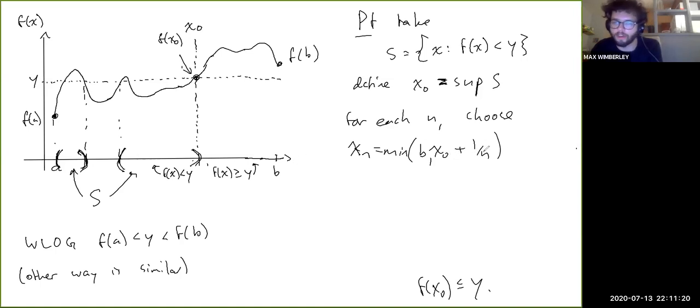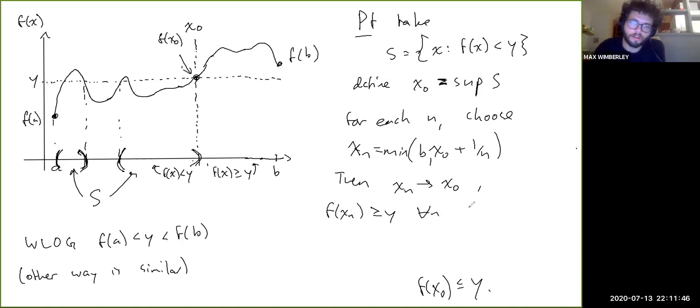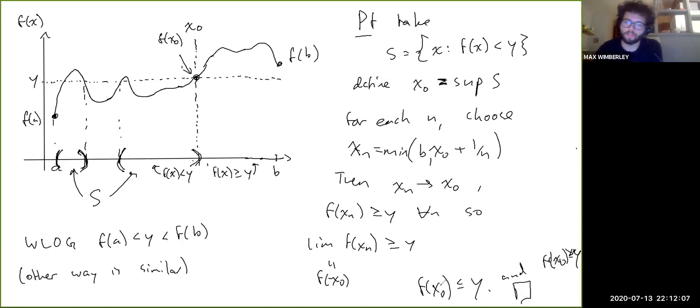So that way, for the small values of n, when this is bigger than b, we just pick b over and over again until finally this gets small enough that it enters the interval, and then it starts approaching x naught from this side. So then xn approaches x naught, and f of xn is greater than or equal to y for all n. So the limit of f of xn, which is f of x naught, is greater than or equal to y. That means f of x naught equals y, right? We established inequality in both directions. So that's this case, but like I said, the other direction is not really any different. So that's the intermediate value theorem.